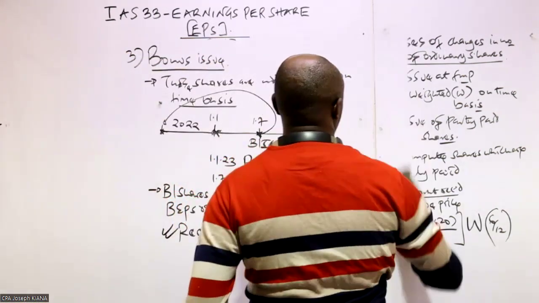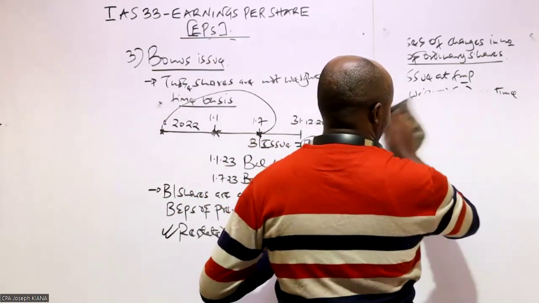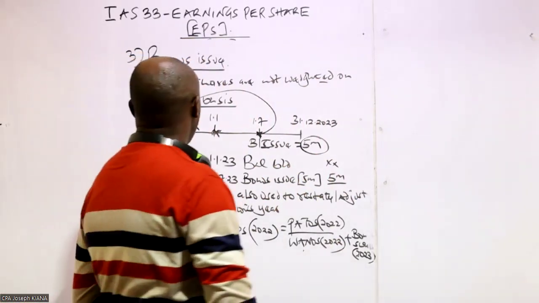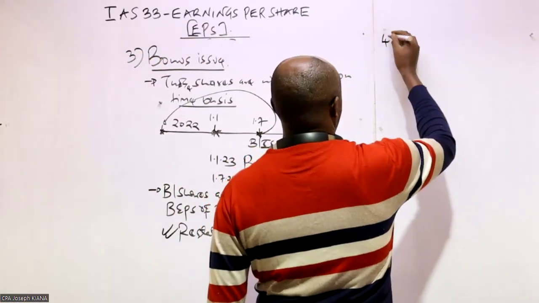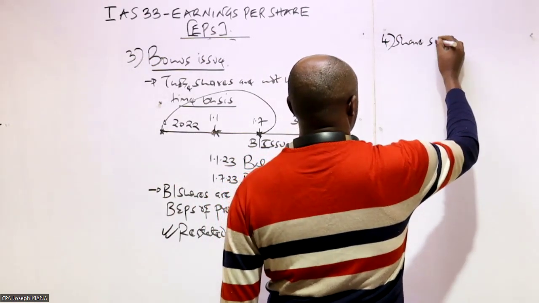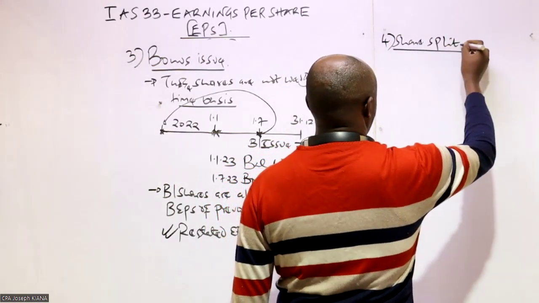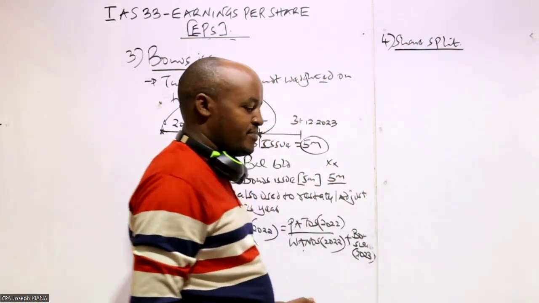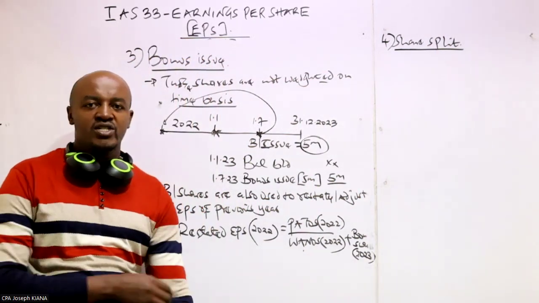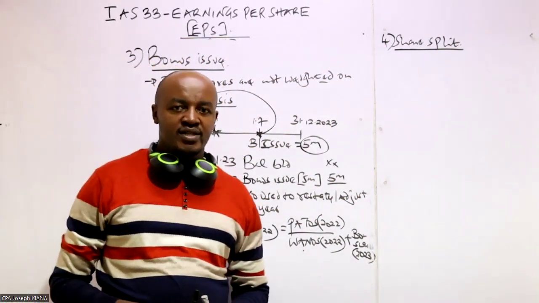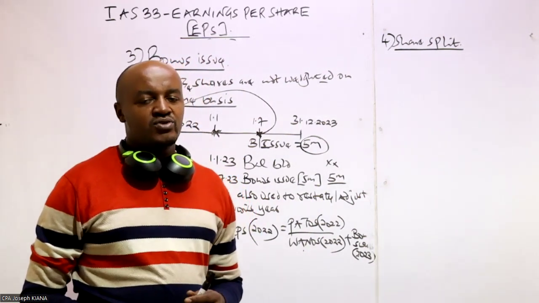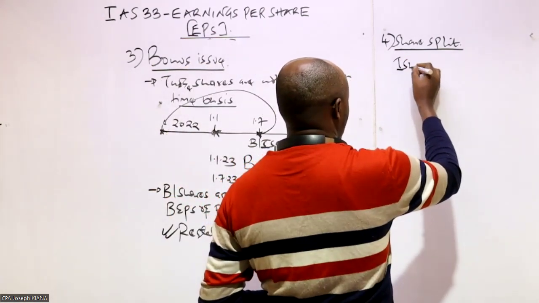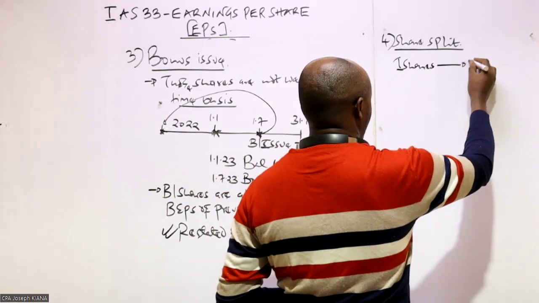So let's proceed and look at the other reason why the number of shares issued during the current year may change. And number 4 here, we can look at something called a share split. So what do you mean by a share split? A share split basically is where the company will subdivide one share into 2 or more shares. For example, you can be told that the directors of the company have resolved to split one share into 4 shares.